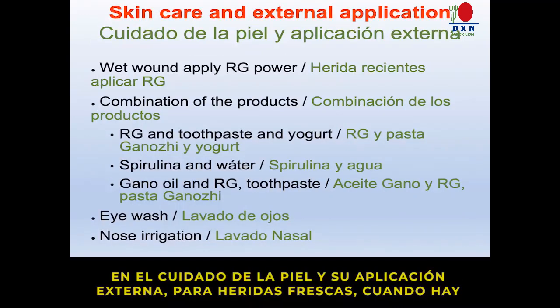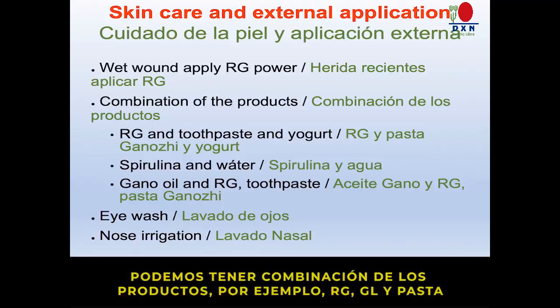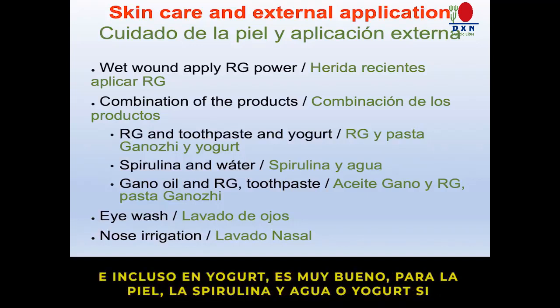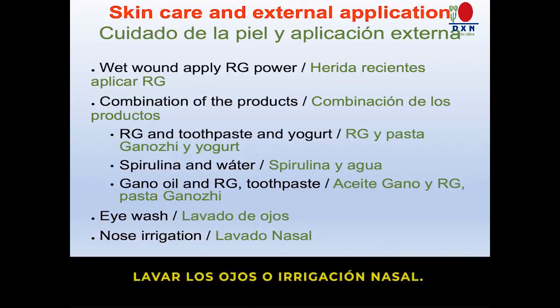So on skincare and external application, for a wet wound, when there is an external wound, we can apply algae powder directly on the wound. Then we can have a combination of products, for example RG GL, toothpaste, and also yogurt. You put yogurt into it, also very good for the skin. Spirulina and water, of course, and add yogurt if you want. Then Ganoderma oil and RG toothpaste, that's one for dry skin. And also the eye wash and the nose irrigation.